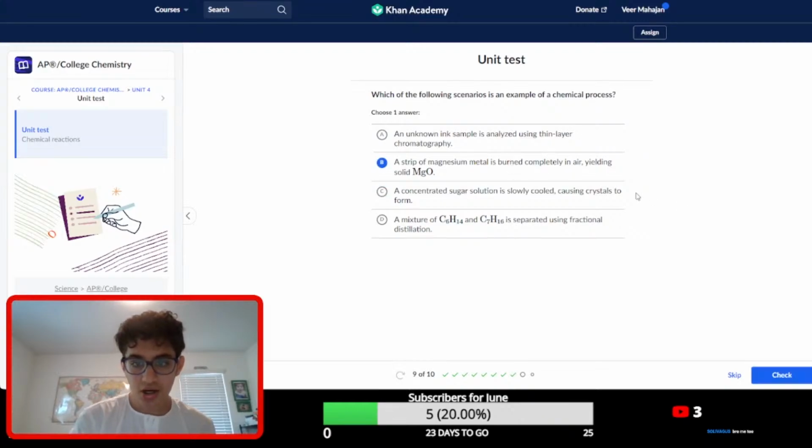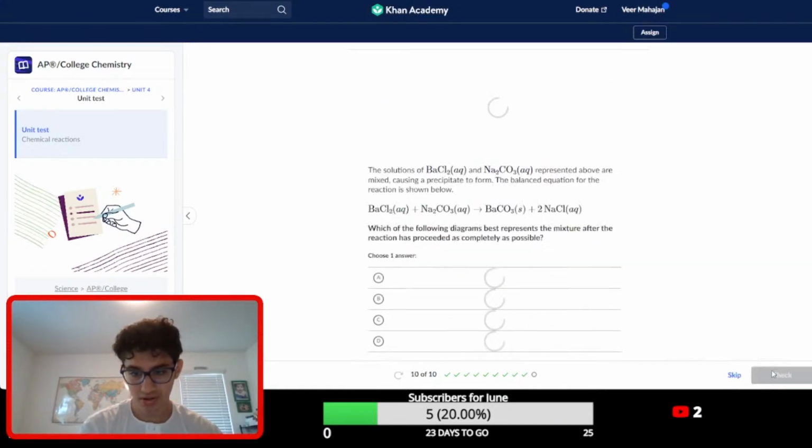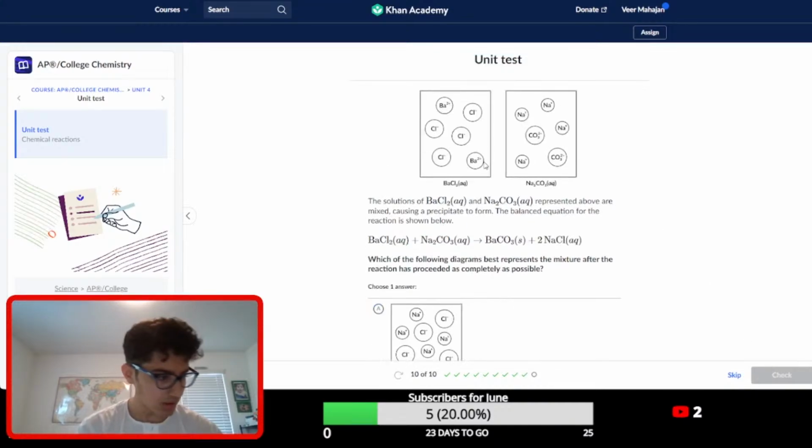Burned completely in air. Okay, if you're taking metal and burning it in air and yielding a new thing, then that has to be chemical, right? So it should be that. This is just changing the state, like into a solid crystal. So this is physical. So all of these are physical, except that one. Last question now.